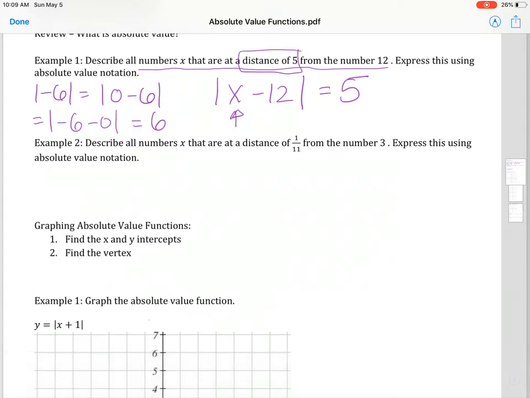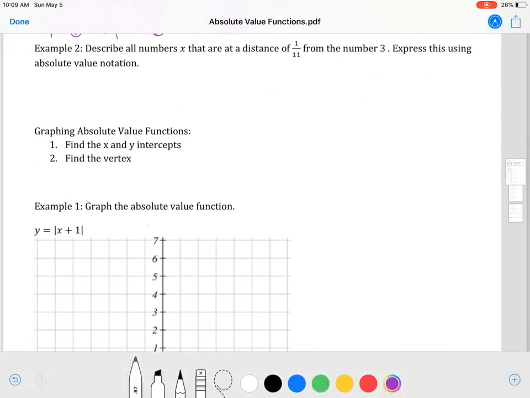So in the next example, very similar. Describe all the numbers of x that are a distance of 1/11th away from the number 3. So whatever that value of x is, I want to find the difference between x and 3, and I want that distance to be 1/11th.